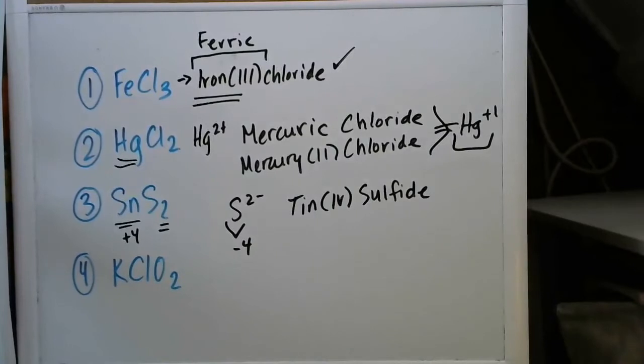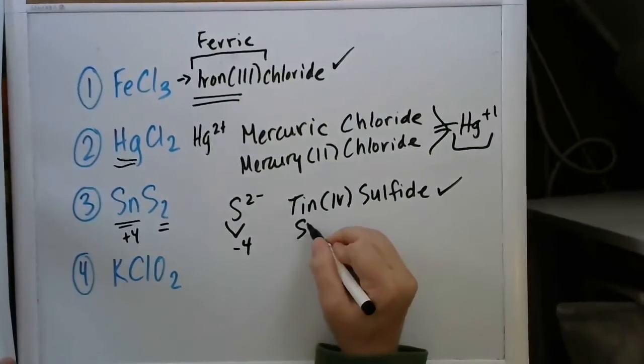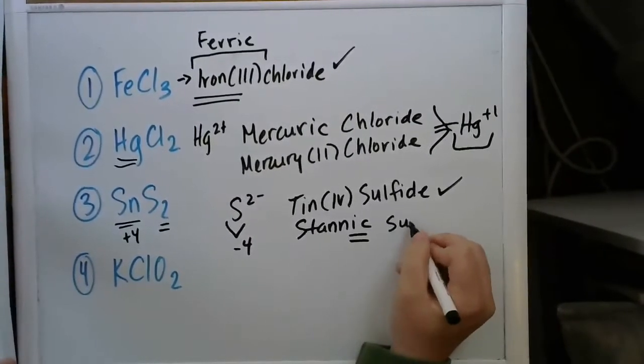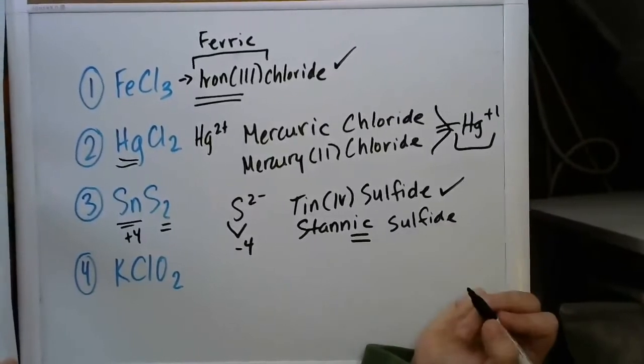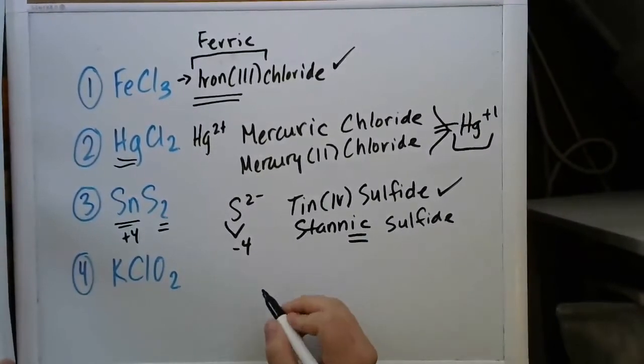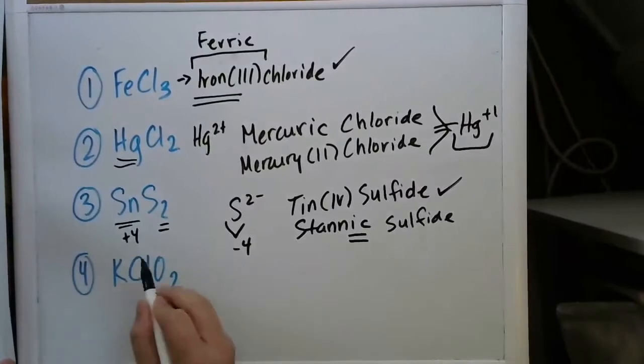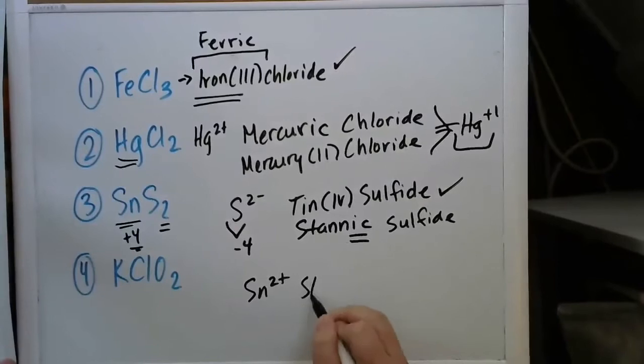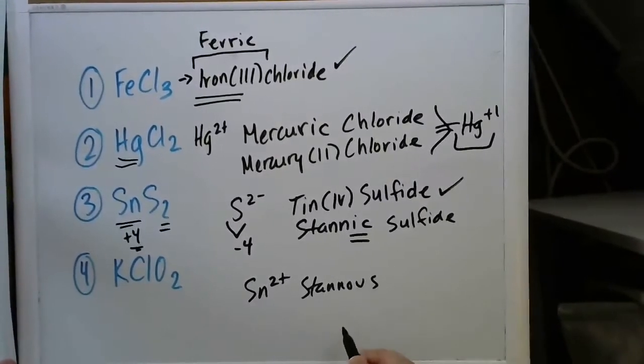And how is that one named here? Okay, they named it the IUPAC version. So yeah, tin 4 sulfide checks out. That's a good name. It would also be called stannic sulfide if we were going by that older naming convention, right? Because stannic is the +4 ion. Sn2+ would be stannous.